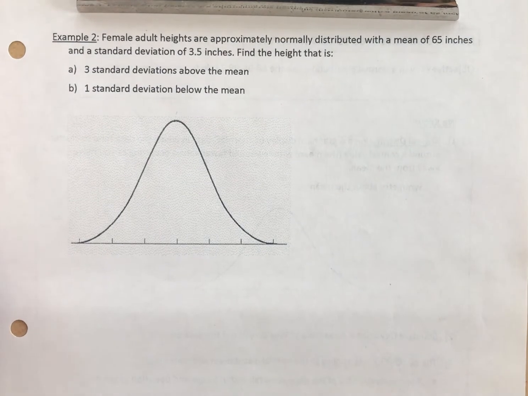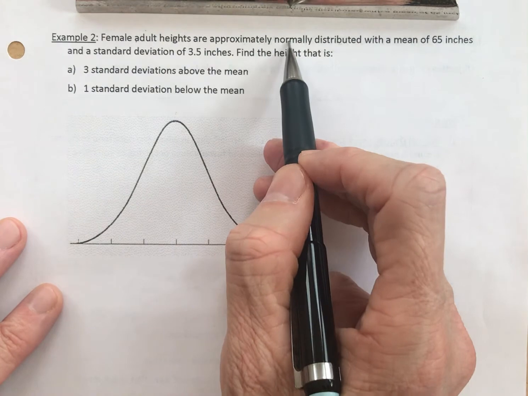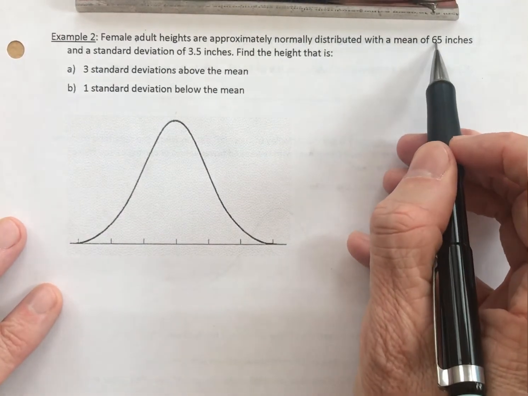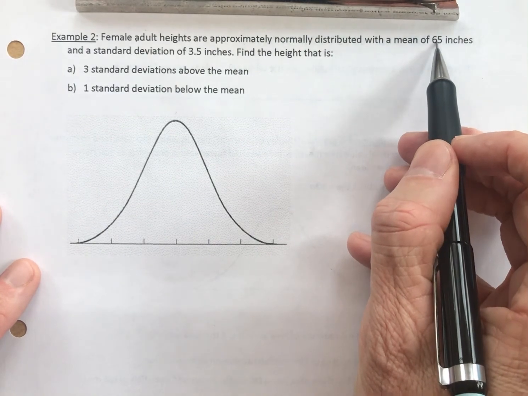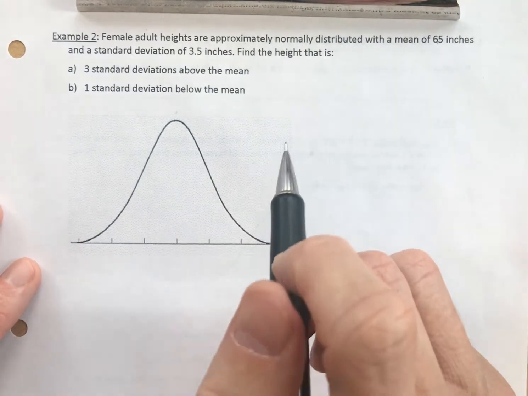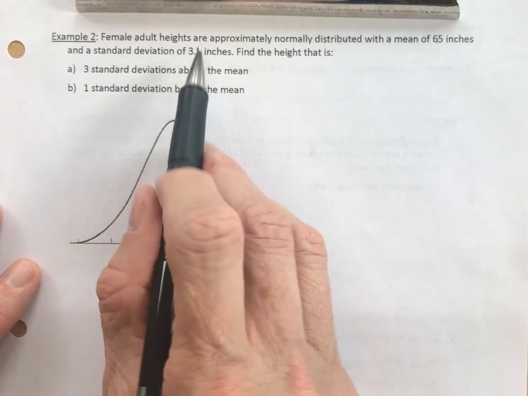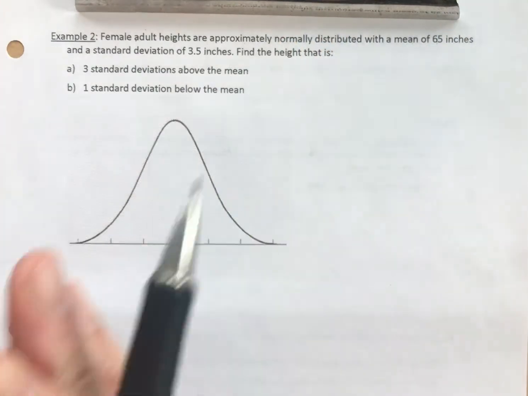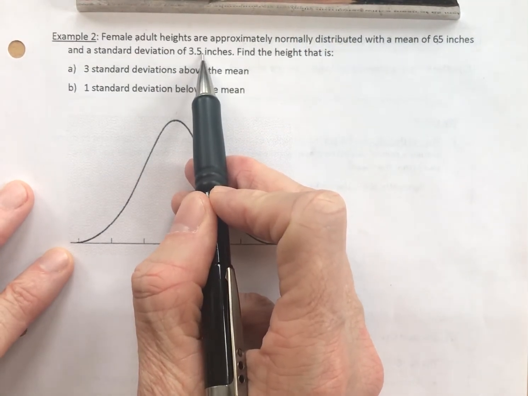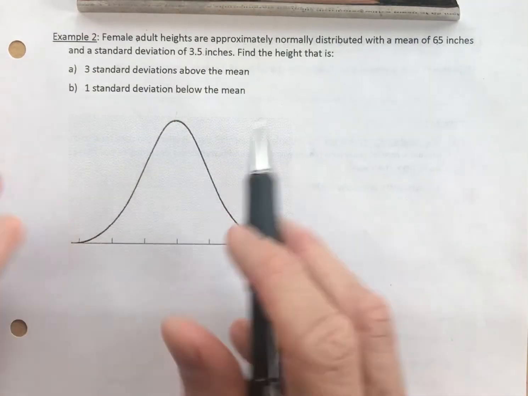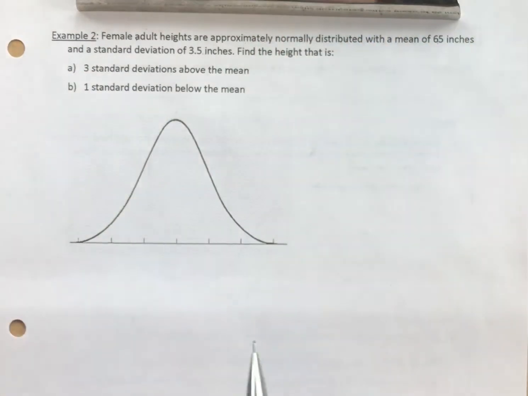Okay, example number 2. Female adult heights are approximately normally distributed with a mean of 65. So in general, the average height for women is 5 inches shorter than the average height for men, and a standard deviation of 3.5 inches. So the data is a little bit closer to one another. The standard deviation is smaller than that for men, so our normal curve is a little bit tighter, a little bit taller, a little bit closer in.